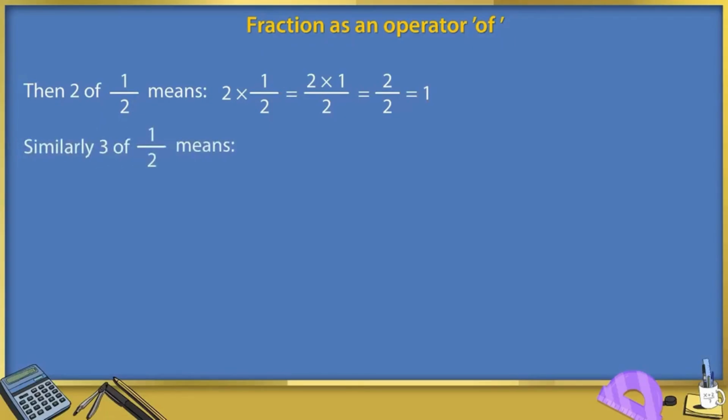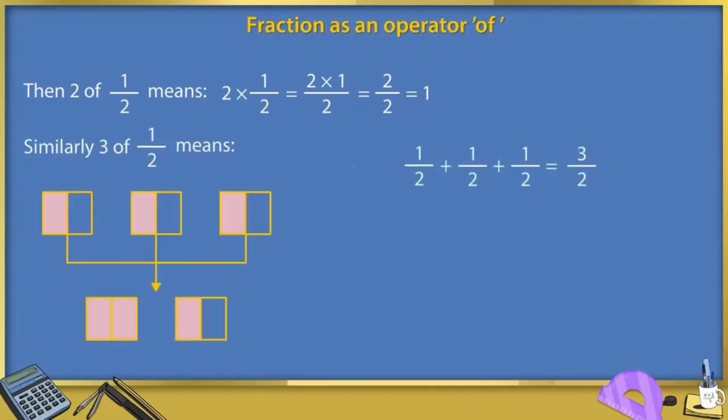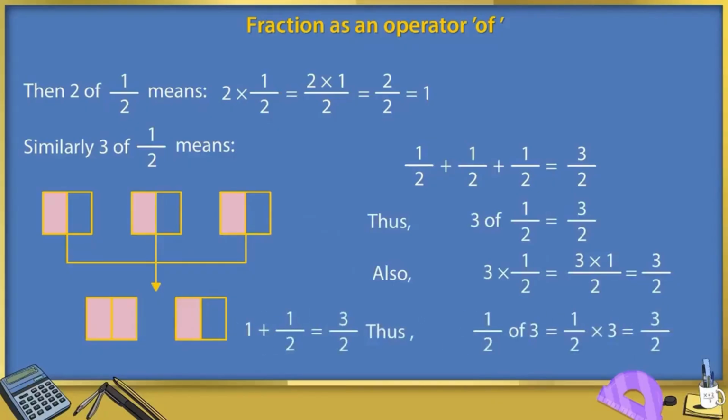Similarly, 3 of 1/2 means 1/2 plus 1/2 plus 1/2, which is equal to 3/2. Thus, 3 of 1/2 is equal to 3/2. Also, 3 into 1/2 is equal to (3 into 1)/2, which is equal to 3/2. 1/2 plus 1/2 plus 1/2 is equal to 3/2. Thus, 1/2 of 3 is equal to 1/2 into 3, which is equal to 3/2. So, we conclude that of represents multiplication.